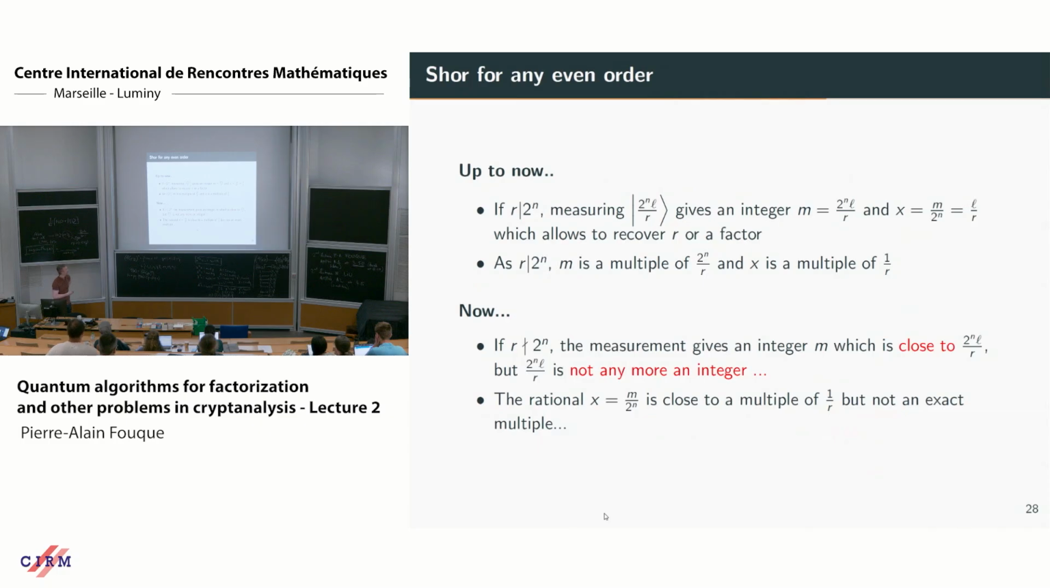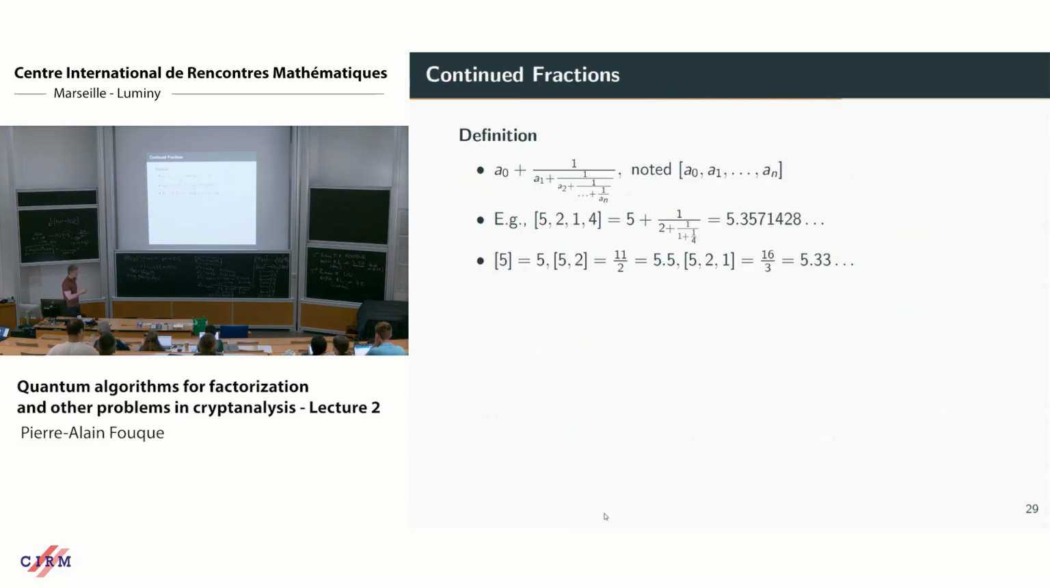Okay, and for this, we need to know a little bit more math. It's what is called a continued fraction. It's a very useful tool that allows you to find, in some sense, the best rational approximation of some rational or real value. For instance, you can use it to compute the best rational approximation of pi if you want. Okay, or the exponential, and so on and so forth.